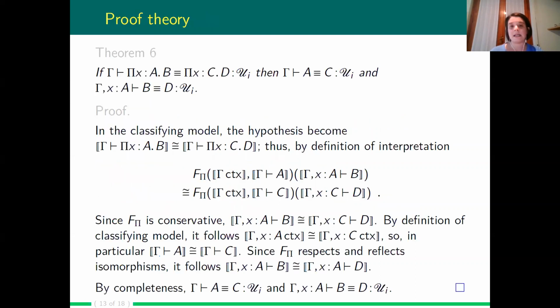So we use this fact and the canonical model to prove a couple of results, which stress the proof theoretical nature of our semantics. The first result says that pi is injective. So if we have the product pi x of type A dot B, which is equivalent to another product pi x of type C dot D, we can prove that A and C are equivalent in the context gamma, and also B and D are equivalent in the context gamma extended with x of type A.